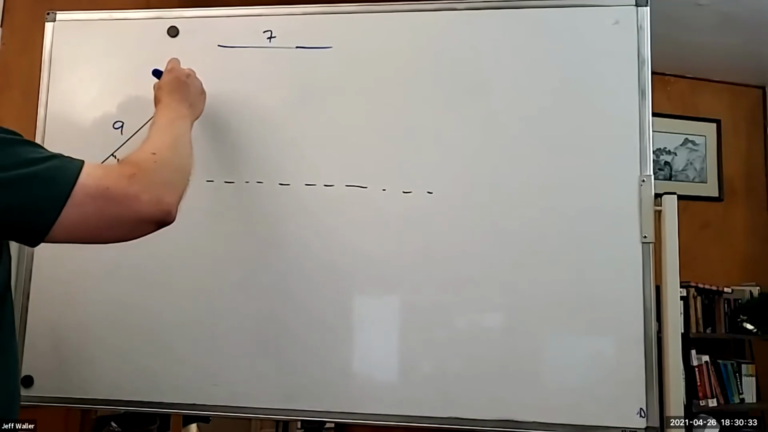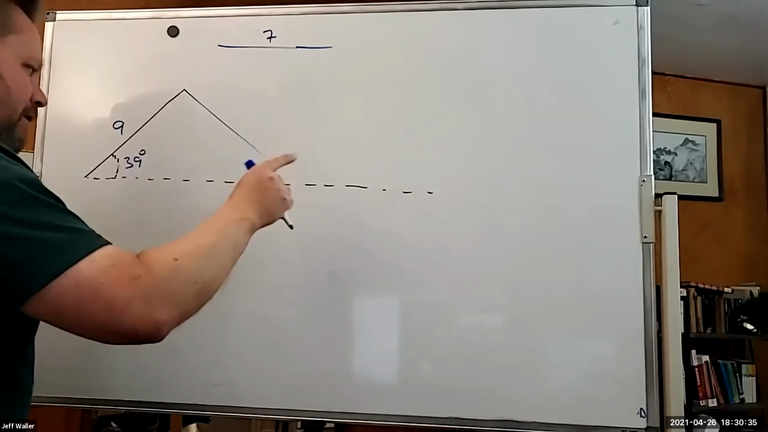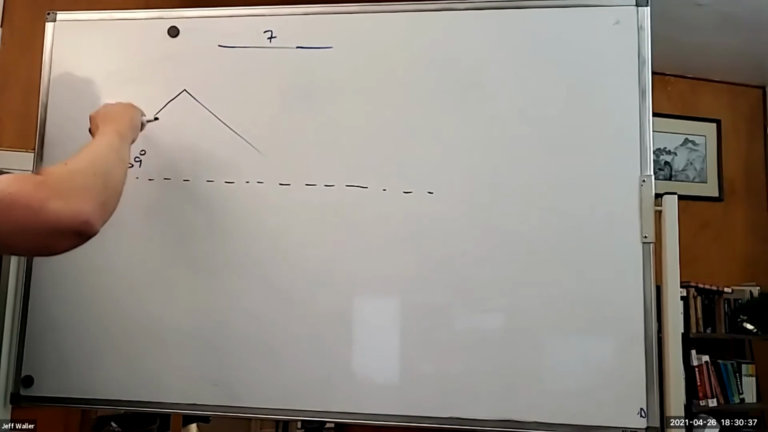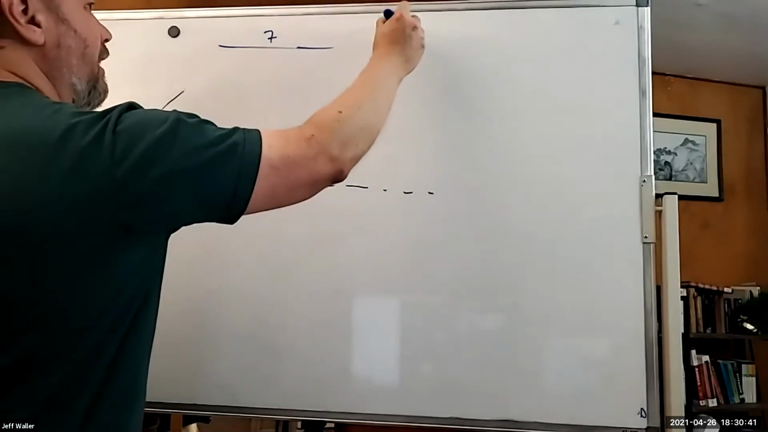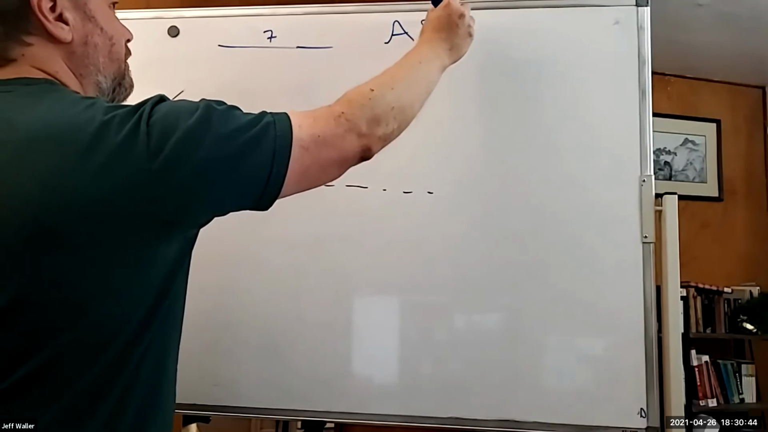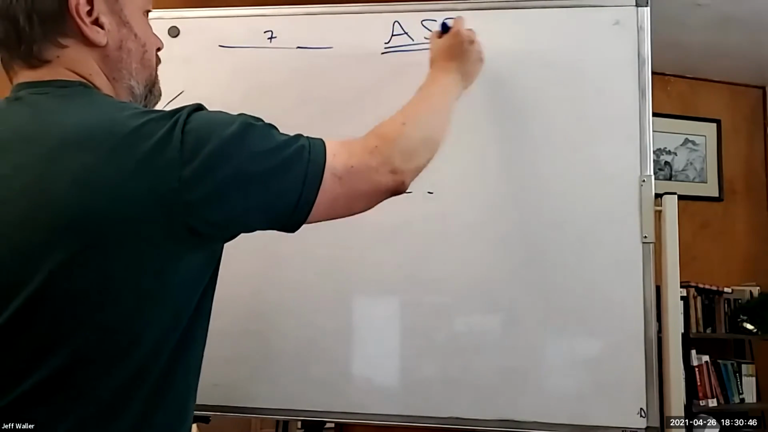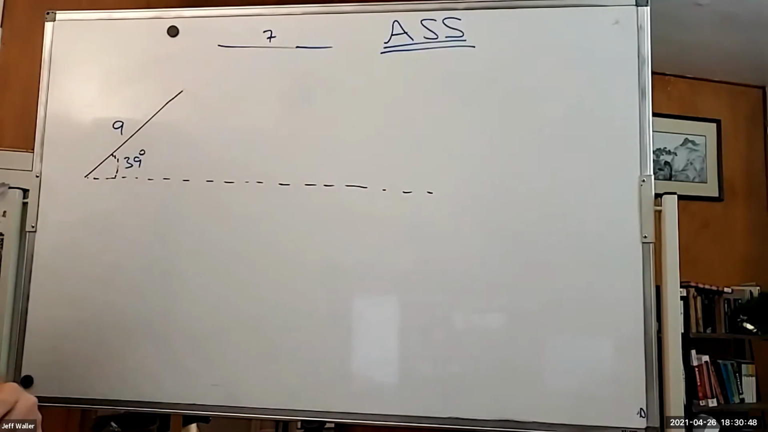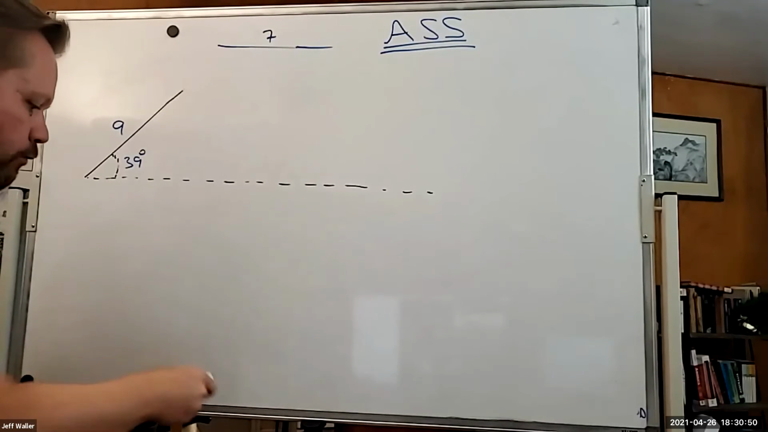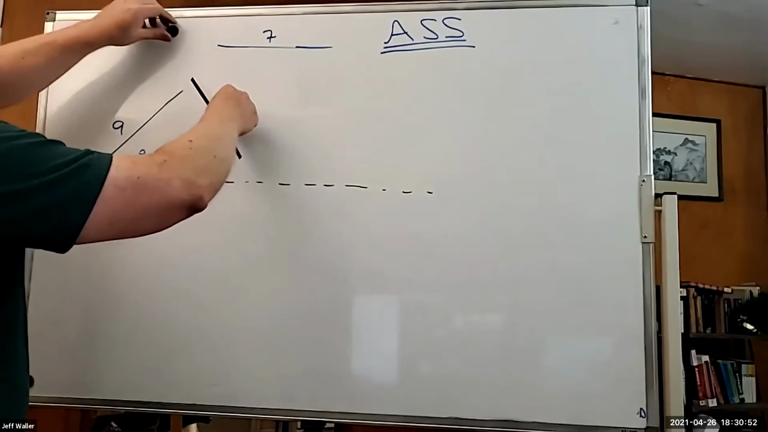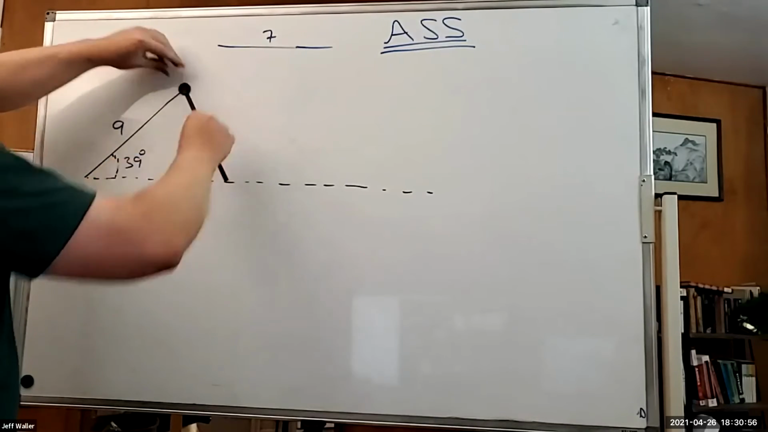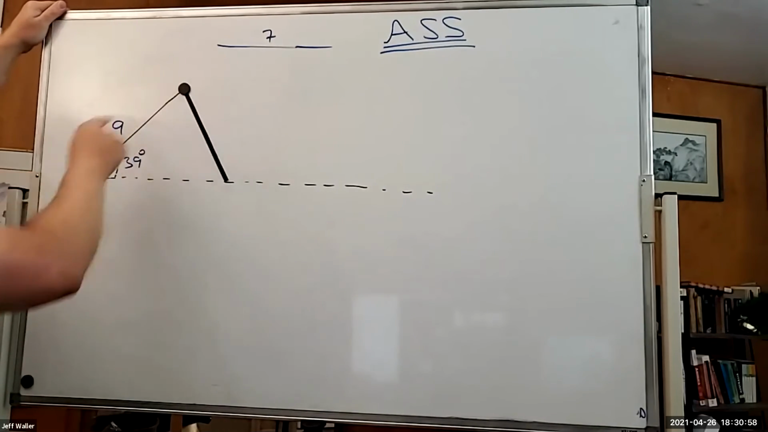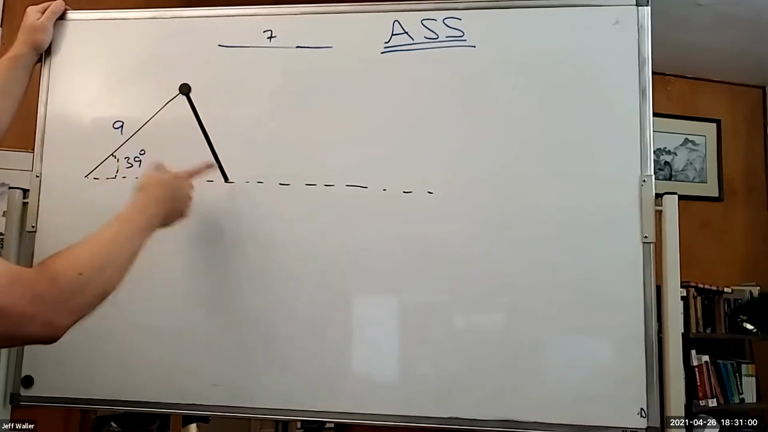Angle, side, angle. Let me try this again. Angle, side, side. There it is. I'm telling you angle, side, side. So this is going to be the one that makes things difficult for us, because watch what happens. Here's one possible answer. It looks like this. There's a triangle there, right? It's got the angle, it's got that, it's got this.